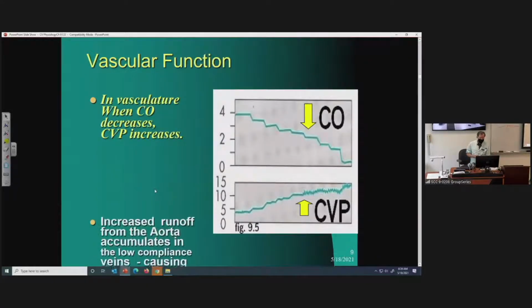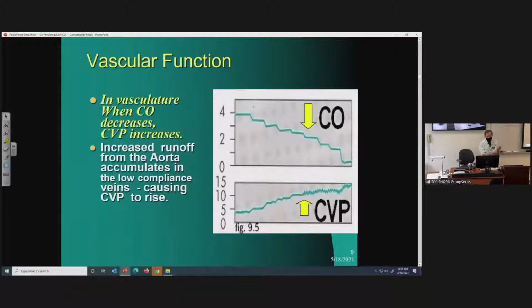This is getting to one of the new concepts for this chapter. And it's kind of an important concept, just like the myogenic mechanism was pretty important last week: the more pressure, the more constriction for regulating flow. Well, this is one of the key concepts in this chapter. So I'll take my mask off to clearly say it. So this is the vascular function curve. Does anybody want to take a stab at trying to describe it to us?